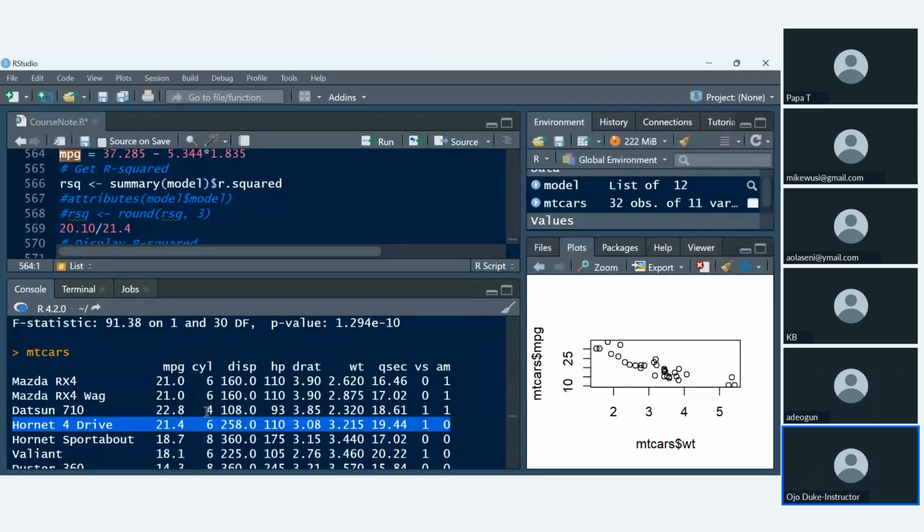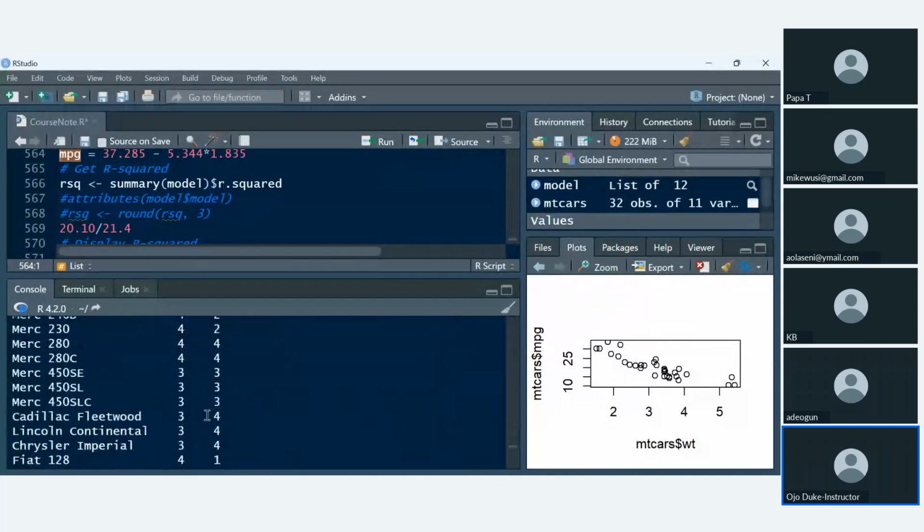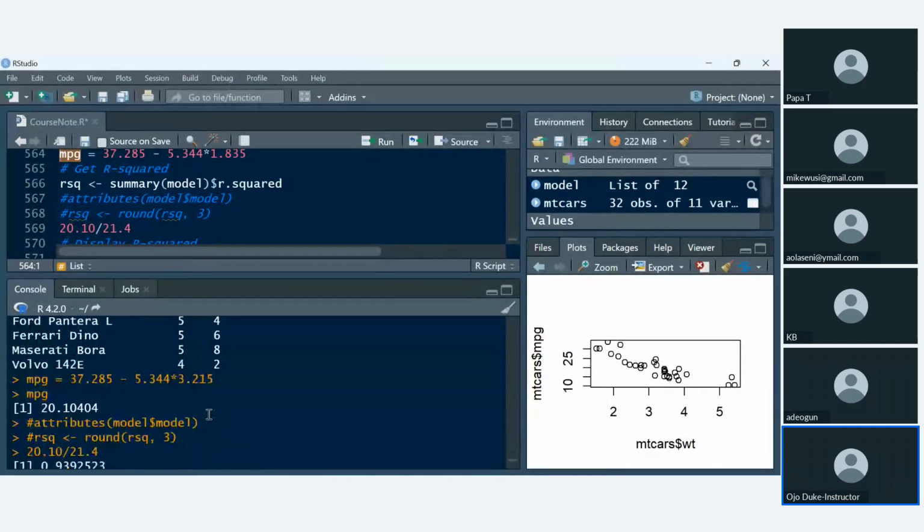Okay, so when we use the model, remember our model is, we got 37.285 as the intercept for our model, and then we got minus 5.344 as the slope for our model. The idea is when you have the value of weight, we are trying to always predict for our MPG. That is why we developed the model in the first place.